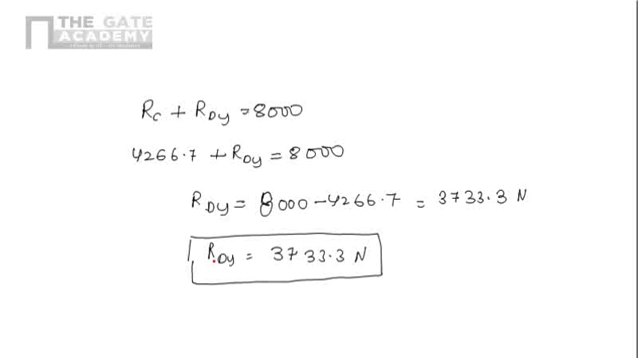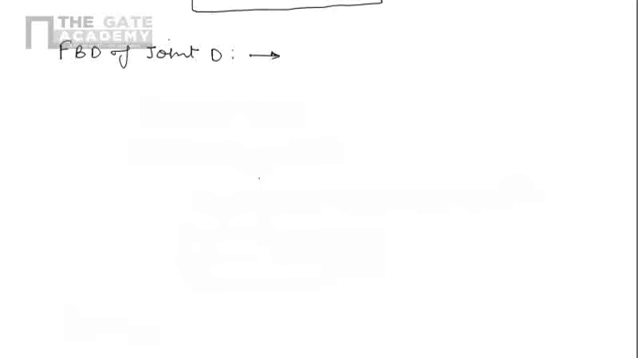But we are interested in the force in member DE. So let's draw the free body diagram of joint D. So FBD of joint D. So at joint D, there are two reactions. One is RDY. We know the value of RDY, that is 3733.3 Newton. And one is RDX. We know the value of RDX also, that is 1600 Newton.